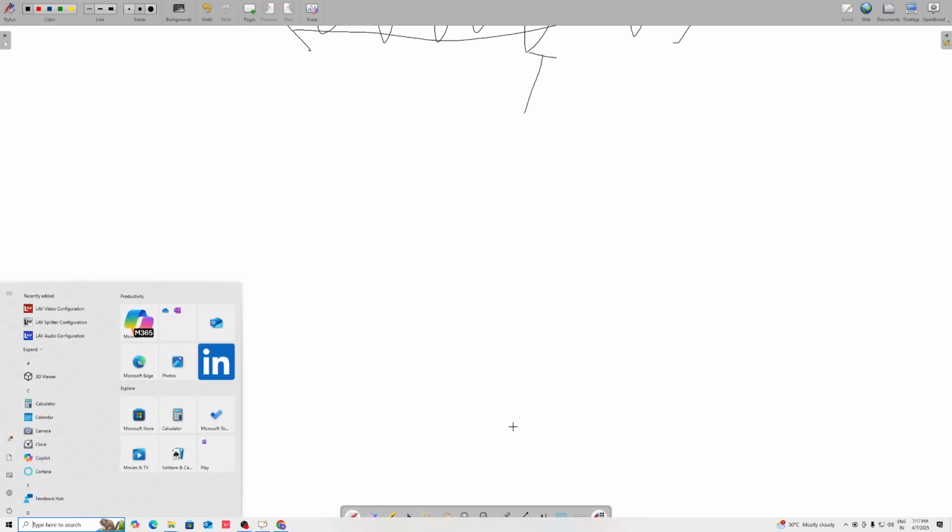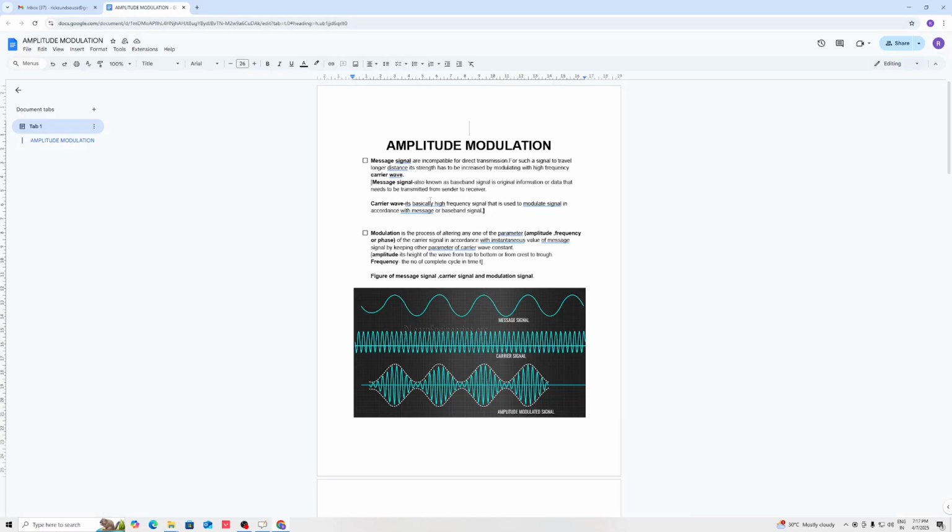Okay, so what's next? Next is the modulation process. You may ask what is modulation. As I told, a carrier signal is a high frequency signal. Any signal has three properties, for example amplitude, frequency or phase. So we are altering any one property of the carrier signal in accordance with the instantaneous value of the amplitude of the message signal. Let me just explain it.